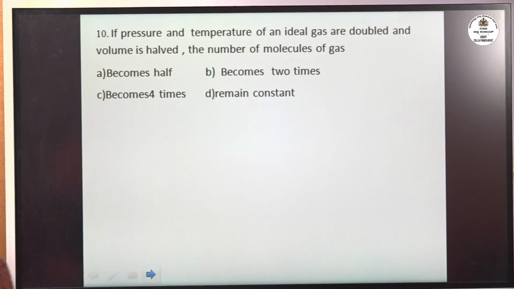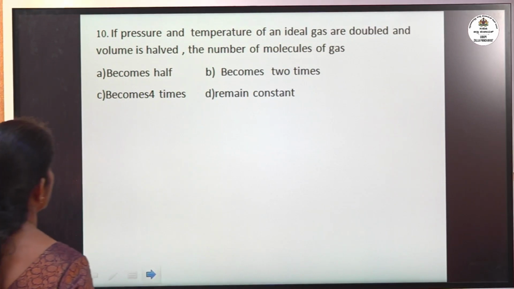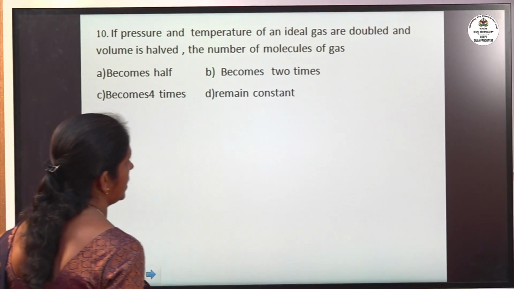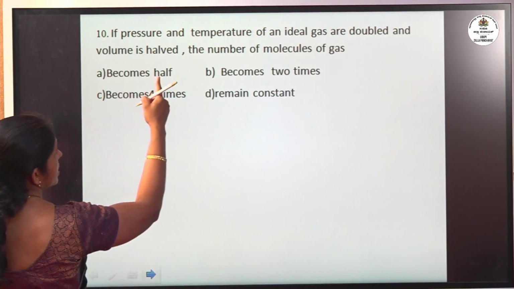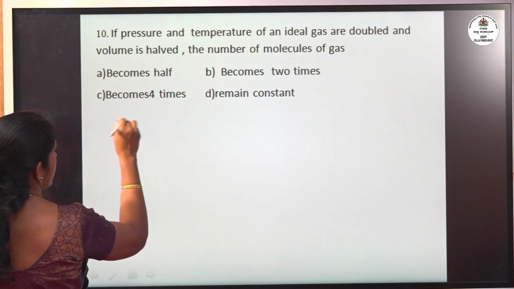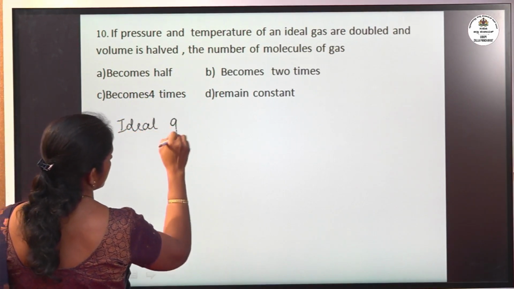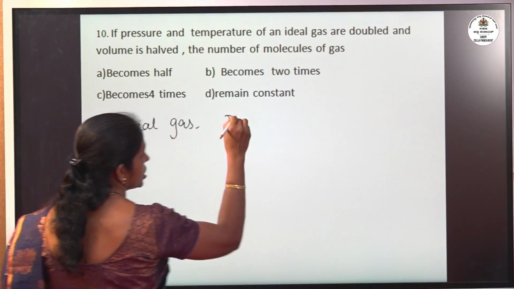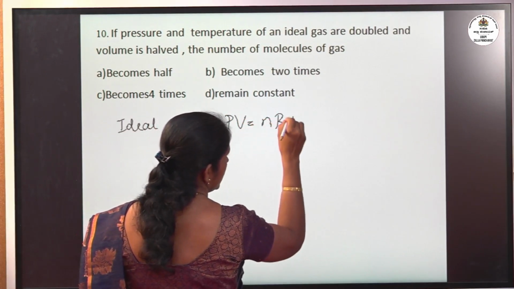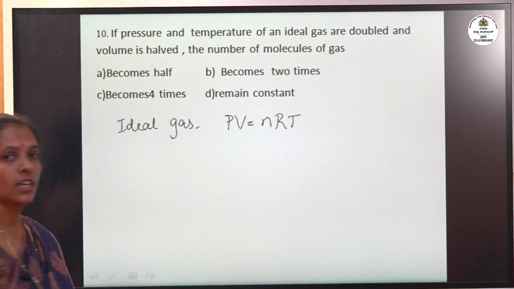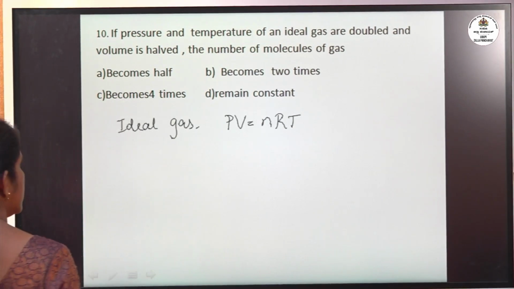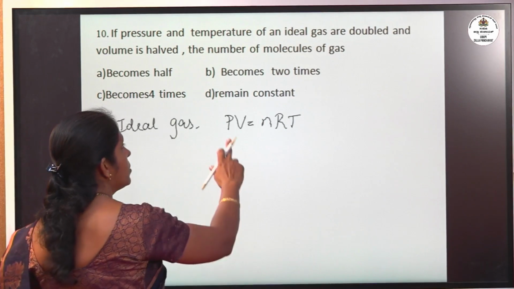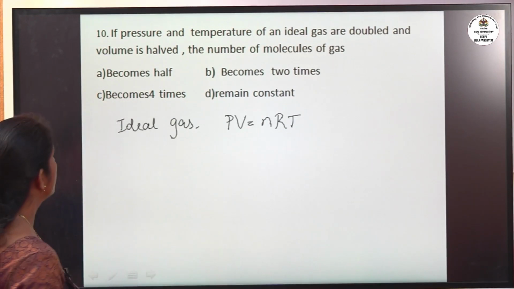Next question is, if pressure and temperature of an ideal gas are doubled and volume is halved. It is given ideal gas. We have the ideal gas equation PV is equal to nRT. What is an ideal gas? A gas which obeys Charles' law and Boyle's law at all conditions is called an ideal gas. The equation for an ideal gas is PV is equal to nRT.